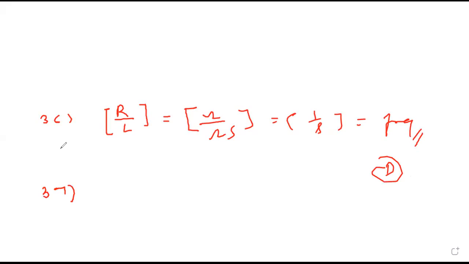37. Energy required to establish current of 4 ampere in self inductance of 200 millihenry. Repeated type sum. Please solve on your own. 1.6 joule, that is D option. Others also got same.